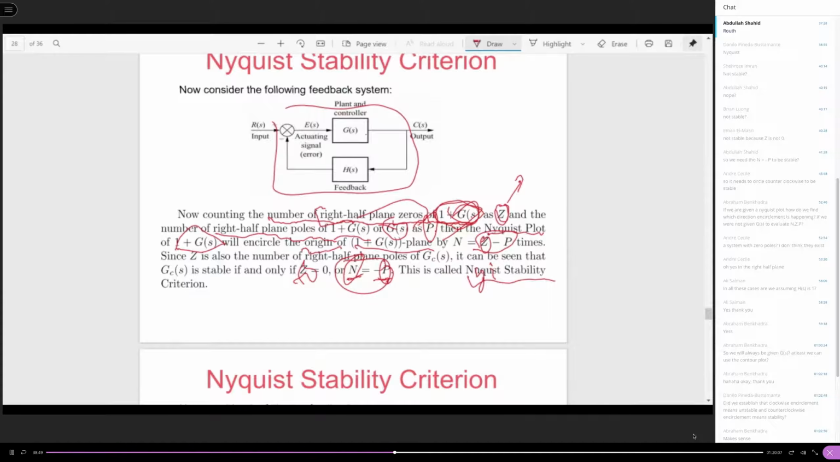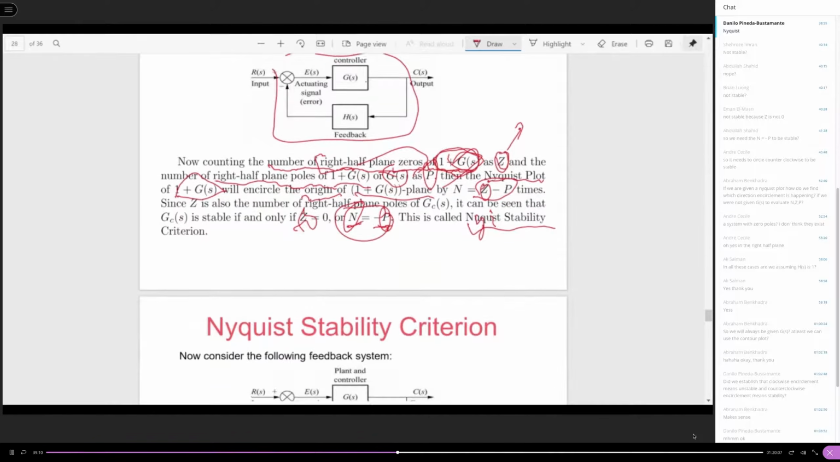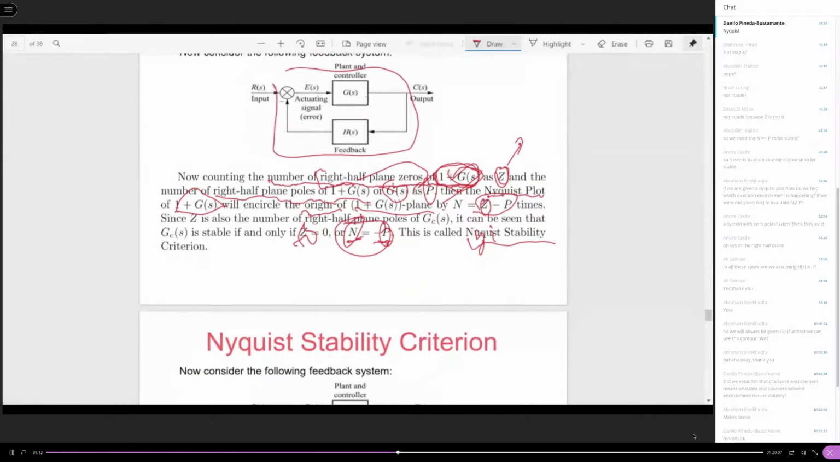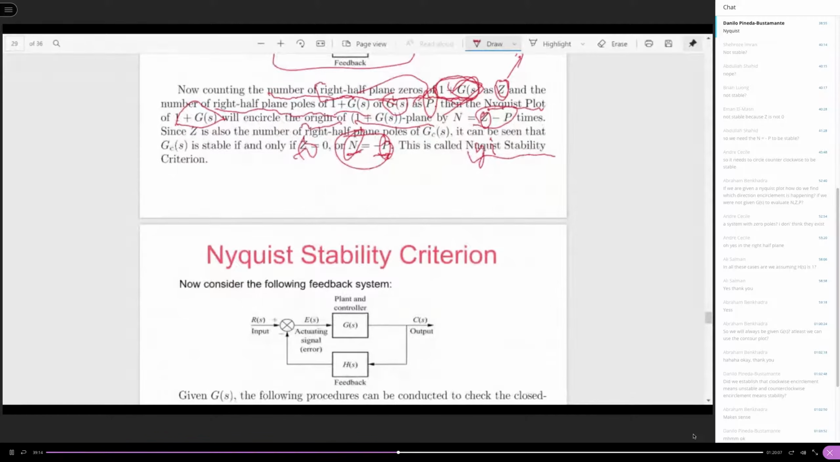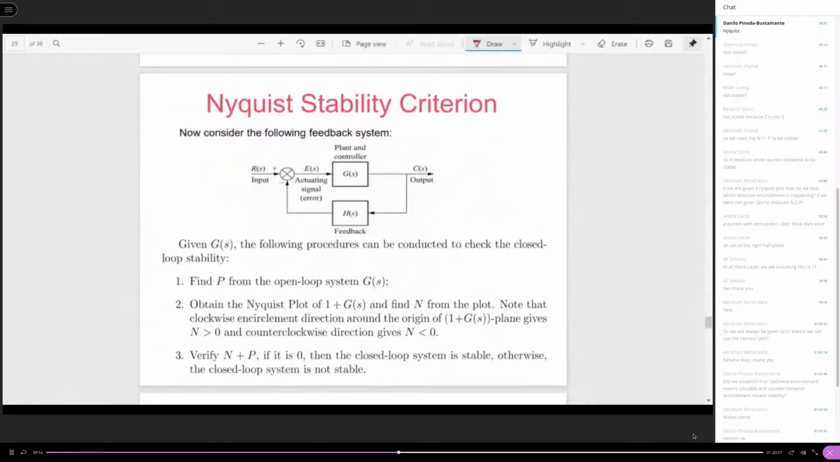Which one do you prefer? Apparently, you're going to like the Nyquist stability criterion better, right? Apparently it is much better. I don't even need to derive the closed loop transfer function. So that is the key point, why we want to talk about this Nyquist stability criterion.